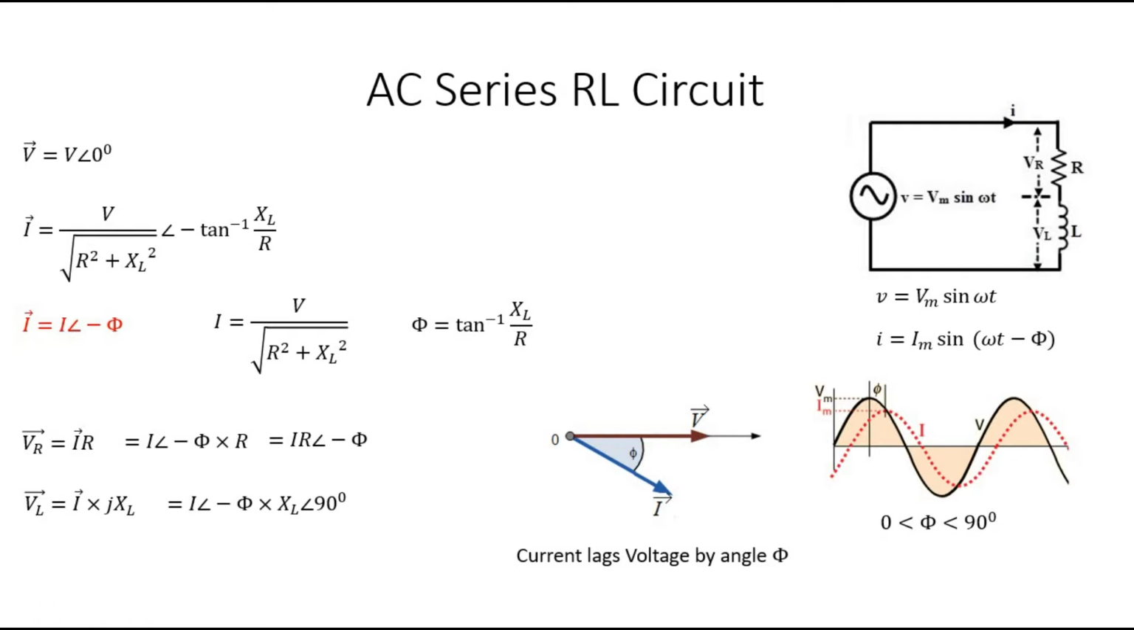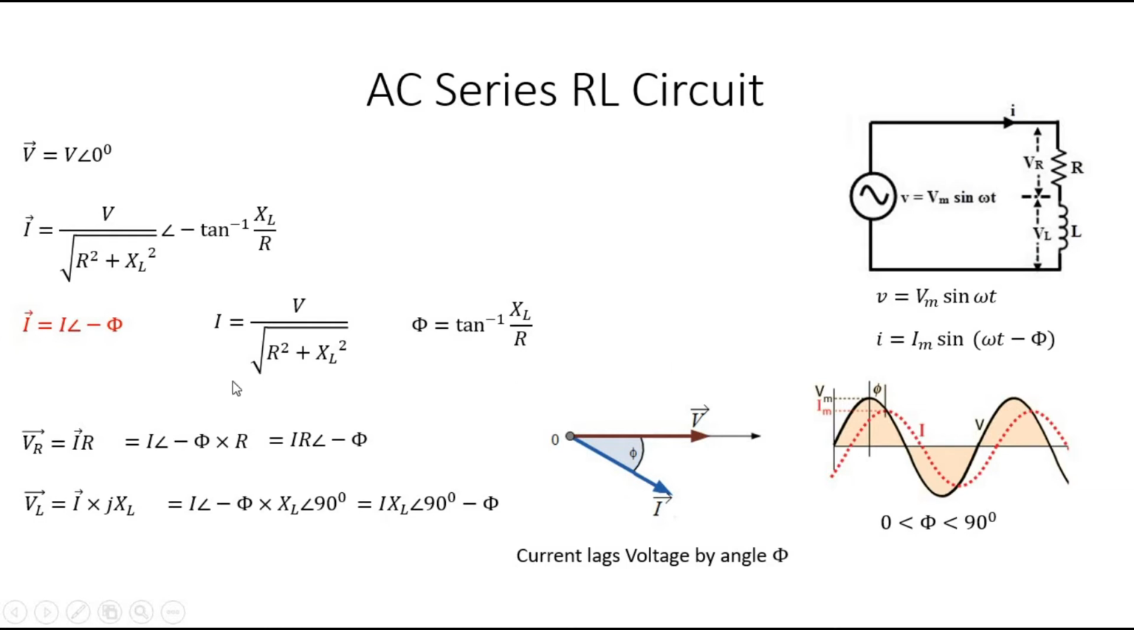So the voltage vector has magnitude I XL and angle 90 minus phi, so it will be at an angle of 90 degrees with the current. If you have to find the magnitude of the resistor voltage, only IR is enough, I into R. Similarly, to find the magnitude of the inductor voltage, only I XL is enough, I into XL.